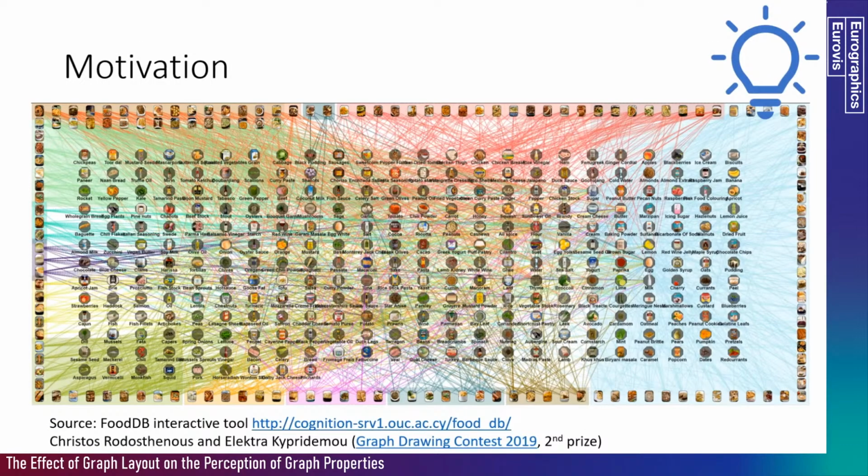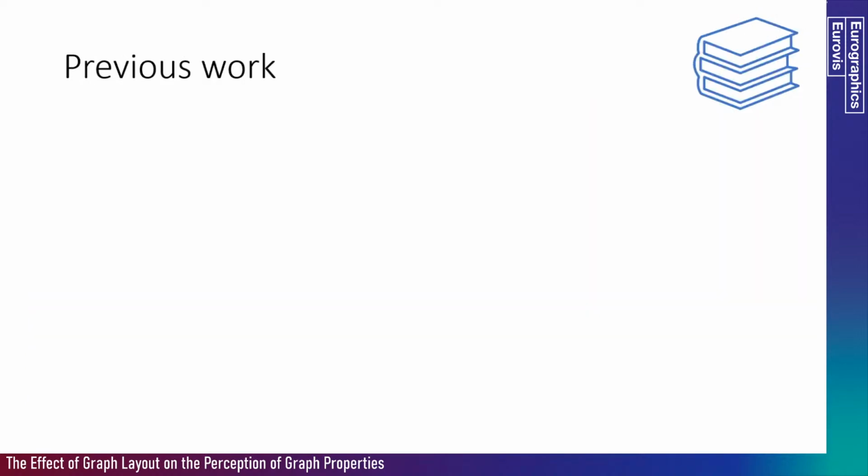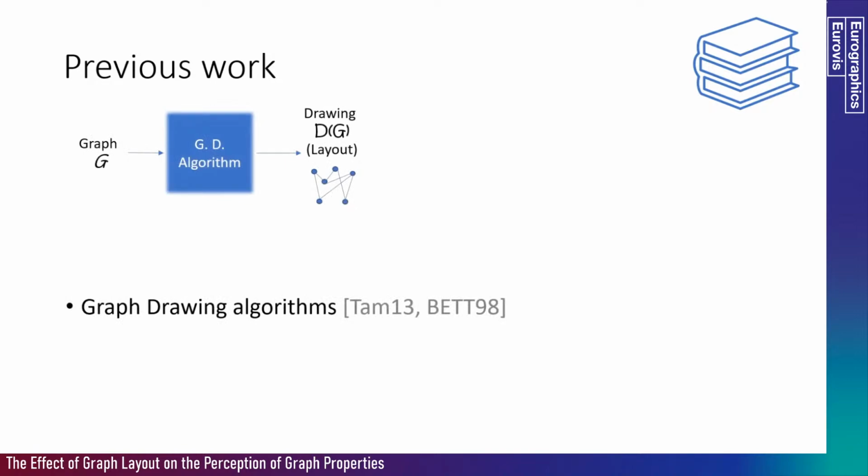In today's world, lots of information is displayed in the form of graphs or networks. As an example, here we can see a network of recipes and their ingredients and how they are connected. The way we choose to represent a graph visually is crucial for understanding the properties of the graph and for making decisions. In the graph drawing literature, there are many graph drawing algorithms that generate such visual representations automatically.